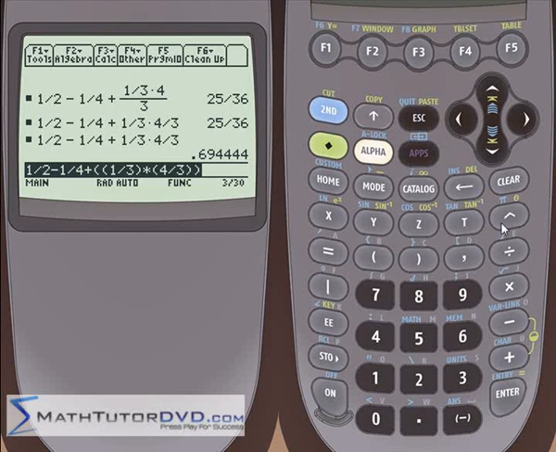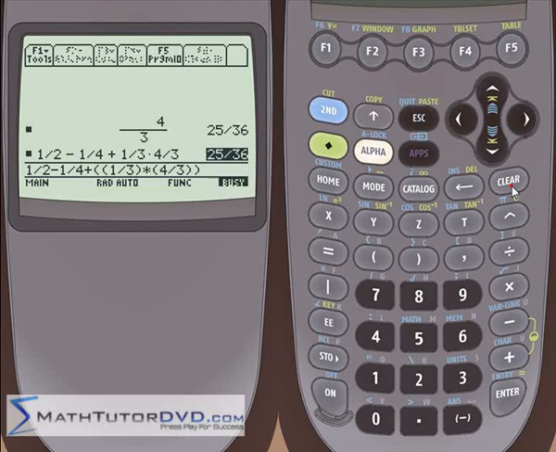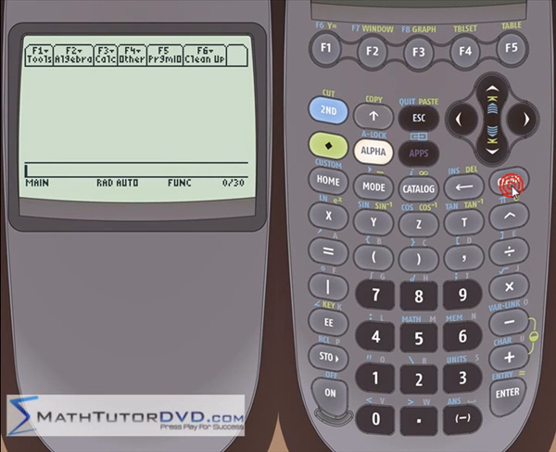Now, one more thing I do want to tell you. If you get a decimal answer, let's pick something simple, 0.75, and you want to convert that back to a fraction. Maybe you're doing a long calculation, you get a decimal as a result, and you want to see what fraction that's equal to. The calculator can do that as well.